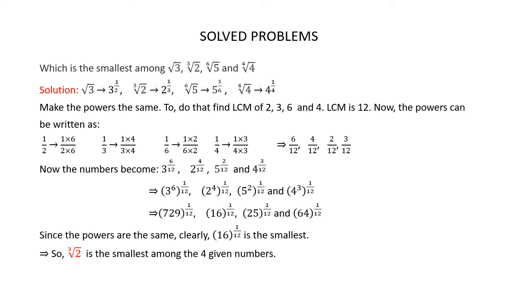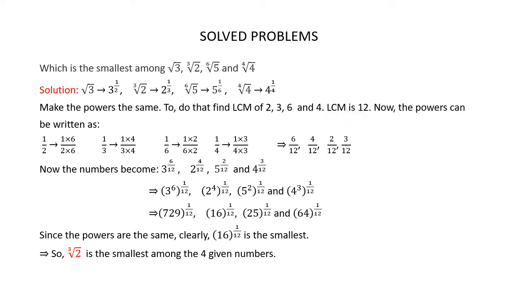But since here all the powers are different, you will not be able to find out which of the numbers is the smallest. So first make the powers the same. To do that, find the LCM of the powers. LCM of 2, 3, 6 and 4 is 12.